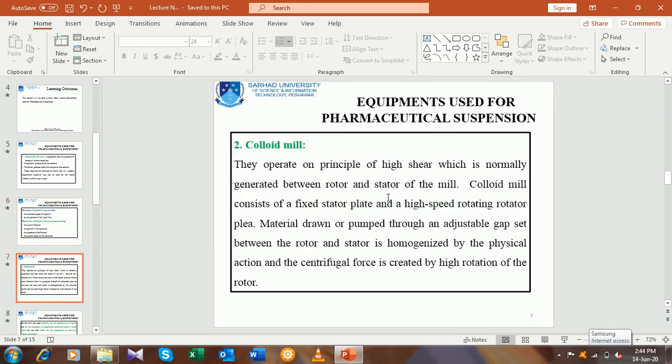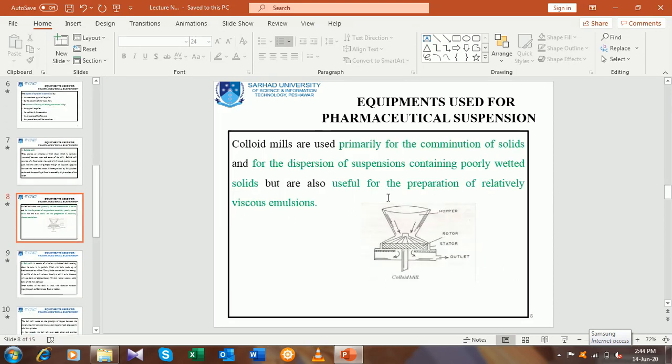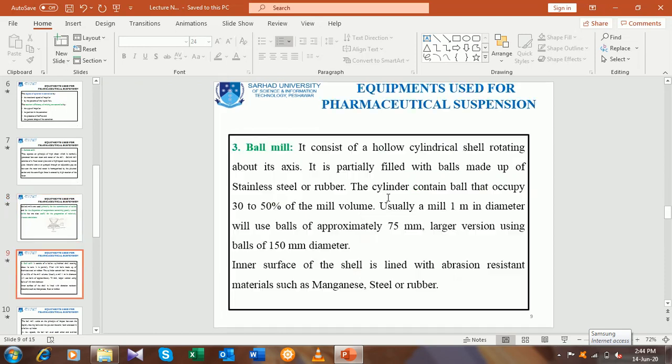Colloid mill, how a colloid mill operates, and that is the diagram. The primary use of the colloid mill is for particle size reduction of solids and for the dispersion of pharmaceutical suspensions that contain agglomerated solids, and the colloid mill is also useful for preparation of highly viscous emulsions.